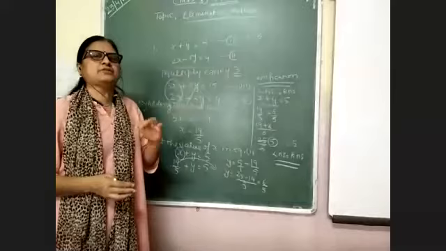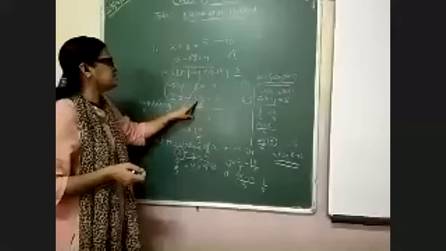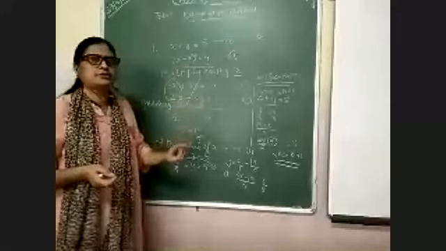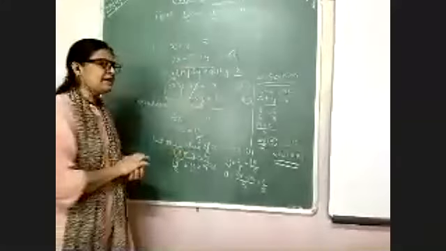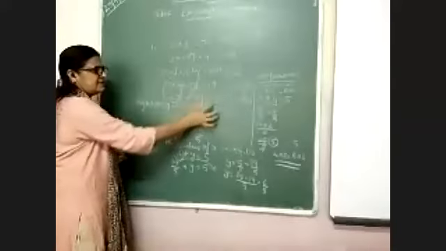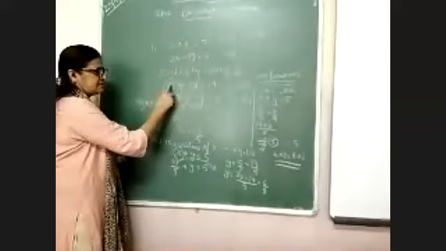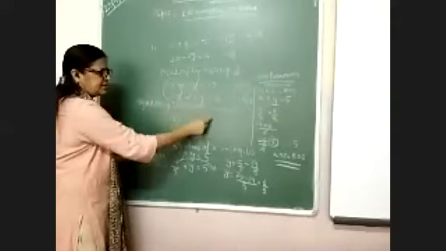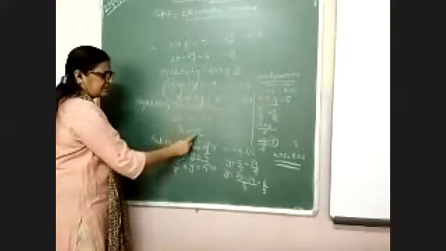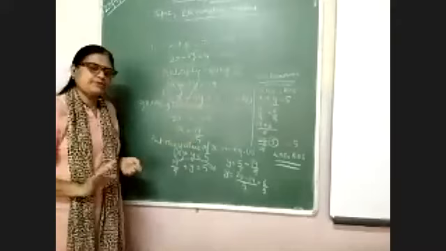So 3x plus 3y equal to 15, and 2x minus 3y equal to 4. Here the signs are plus and minus, so by adding equation 3 and 4, y is cancelled. And 3 plus 2, 5x equal to 19. So x equal to 19 upon 5.